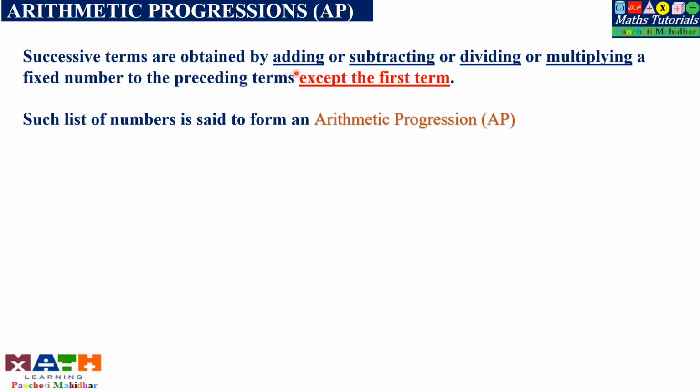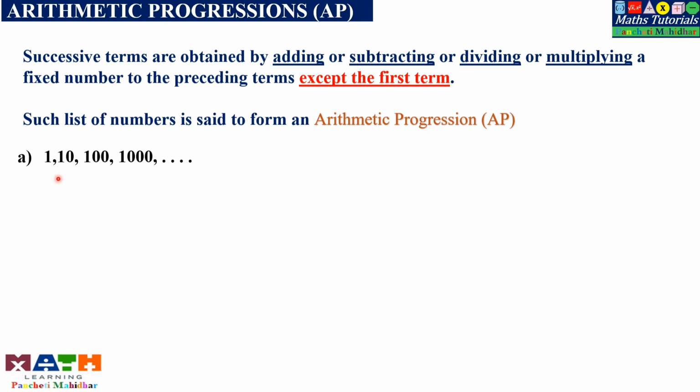Successive terms are obtained by adding or subtracting or dividing or multiplying a fixed number to the preceding terms, except the first term. What does it mean? The first number is always fixed. From there, we have to either add, subtract, divide, or multiply with a fixed number to the first number. Such a list of numbers is said to form an arithmetic progression.